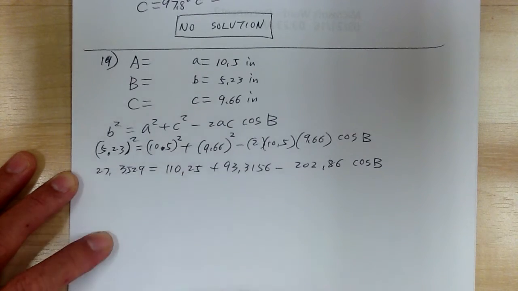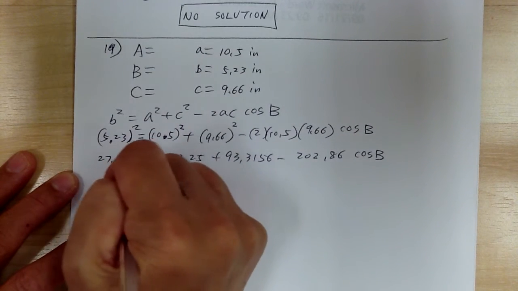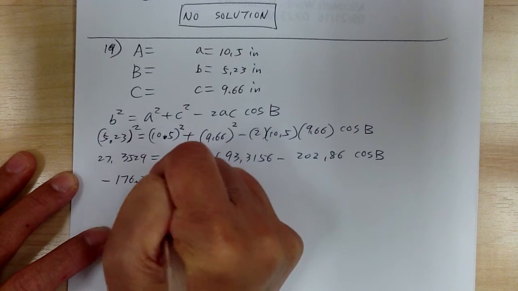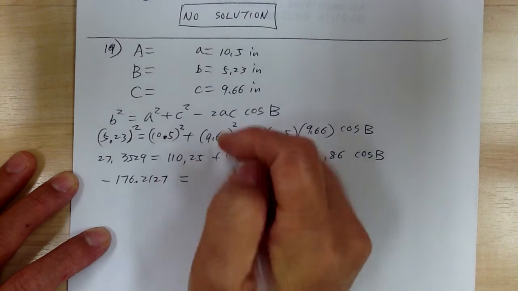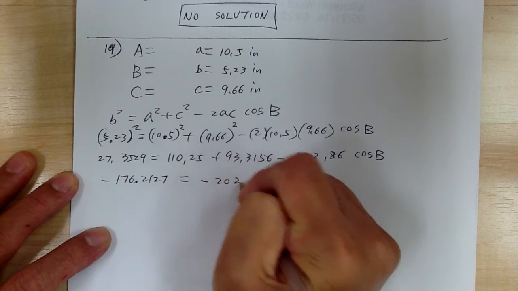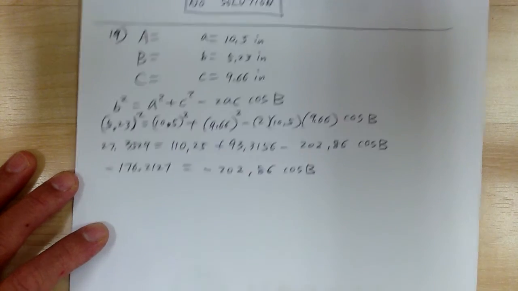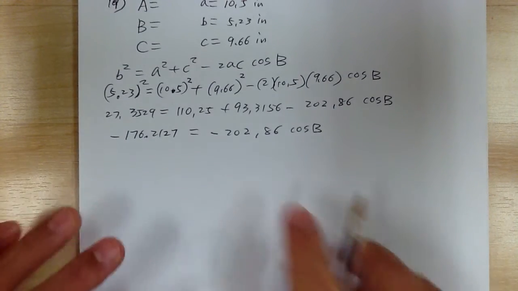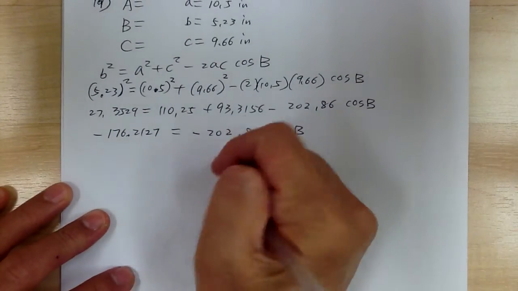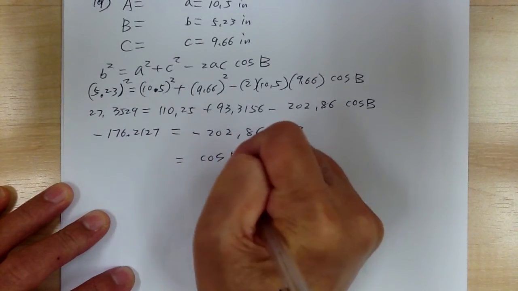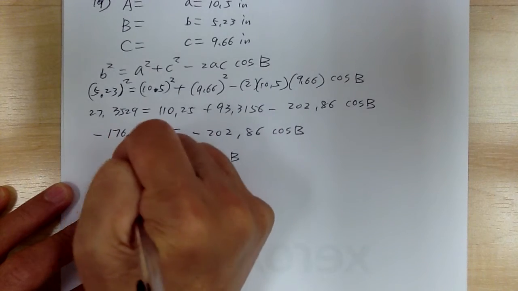So get this out of the way. You get negative 176.2127 equal to negative 202.86 cosine of B. Go ahead and divide next. So you get cosine of B equal to 29.